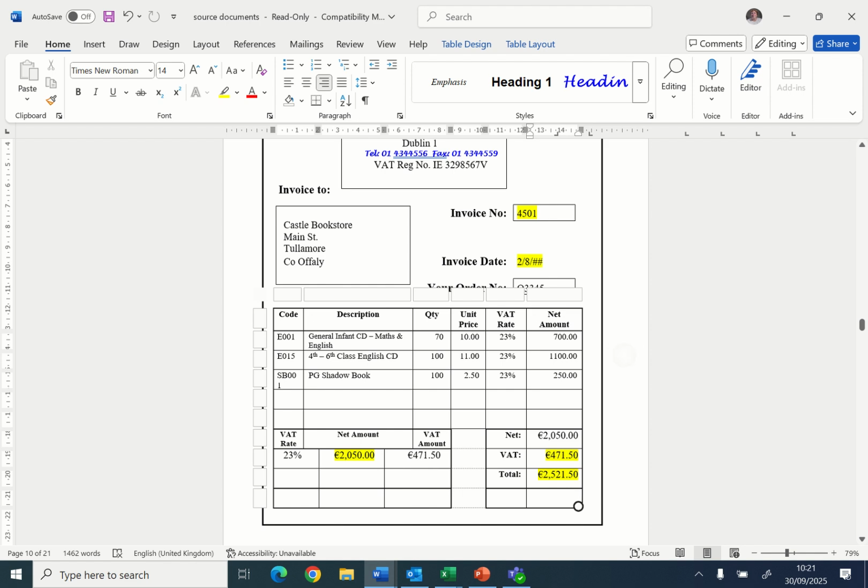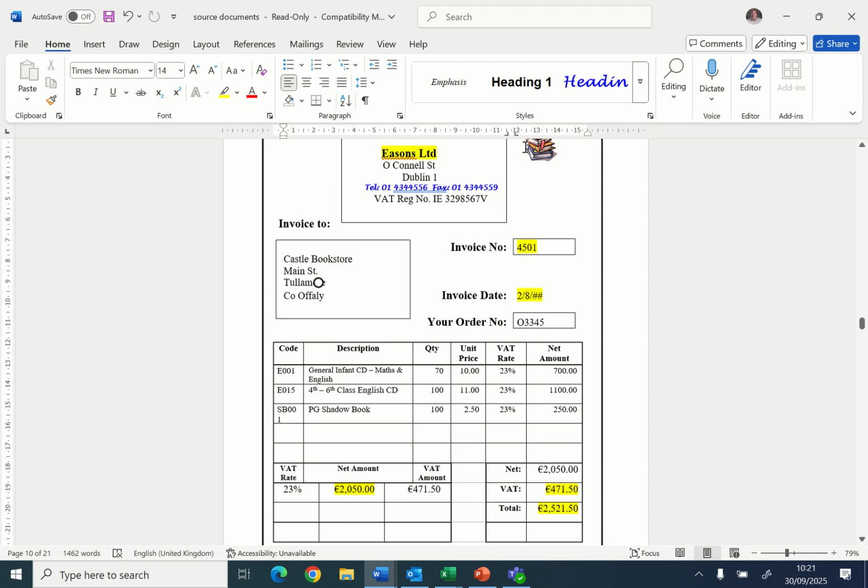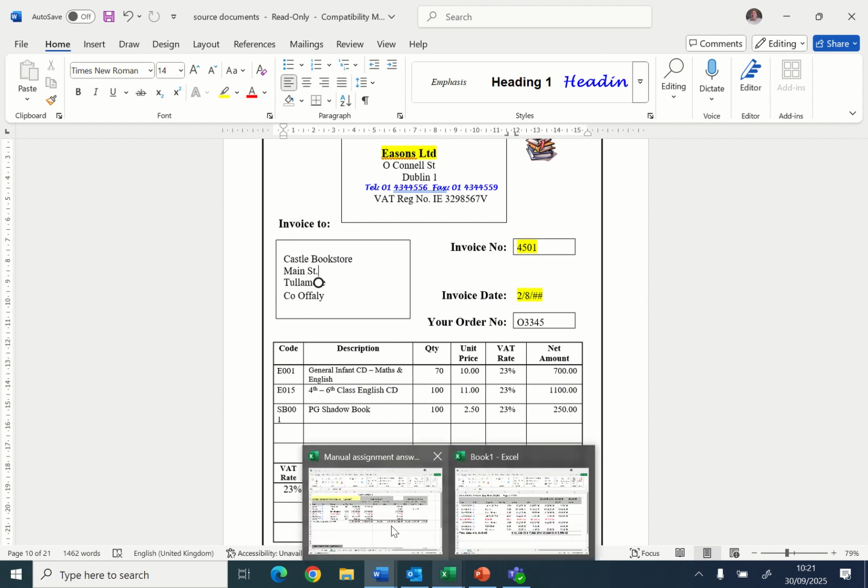So, a couple of things that we're going to need off of these, a couple of key pieces of information. So, we obviously need the company name, we need the invoice number, we need the date, we need the total amount, the VAT amount, and the net amount. Okay, so we're just going to pop in that information then into our purchases daybook.